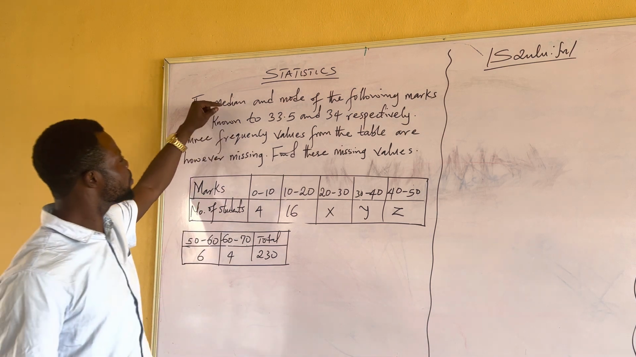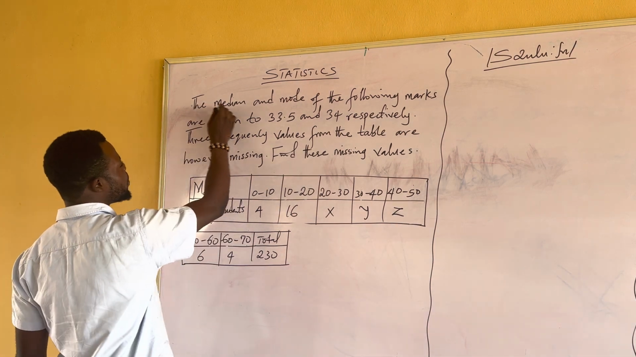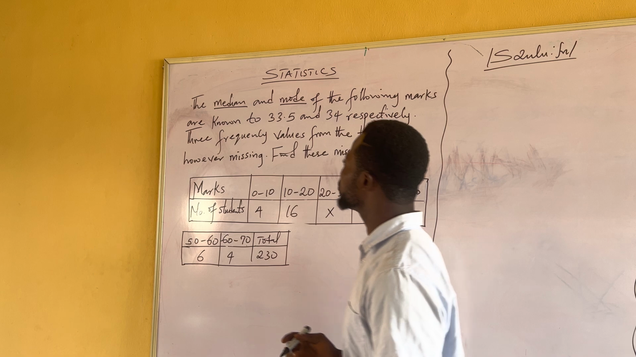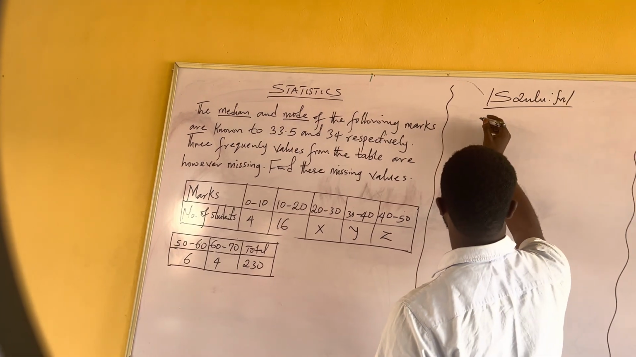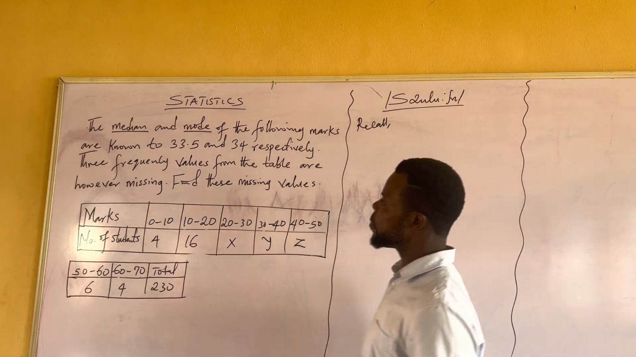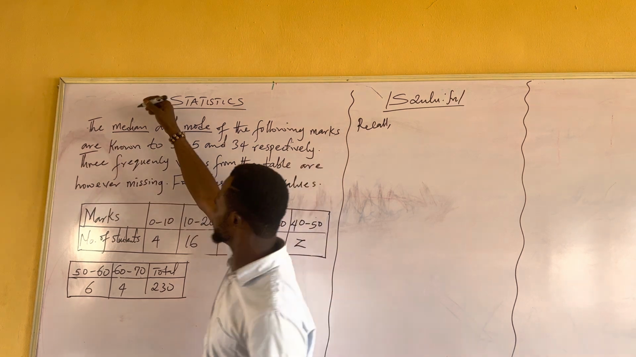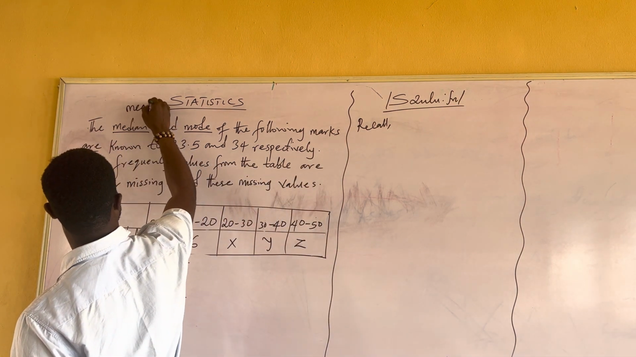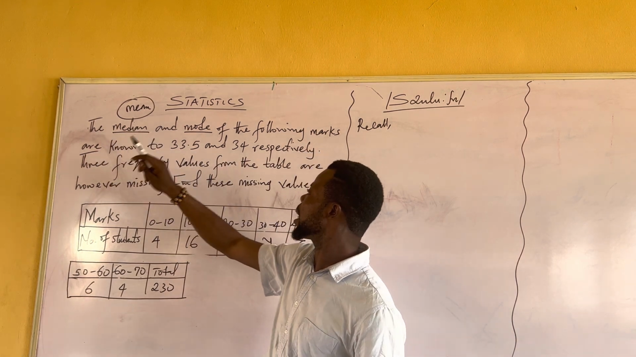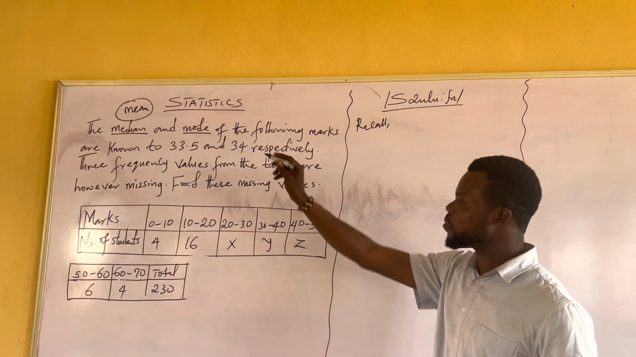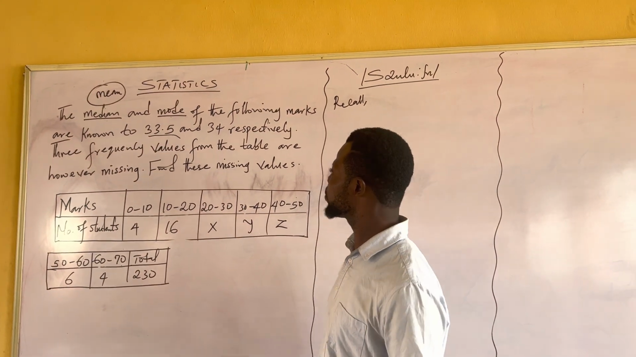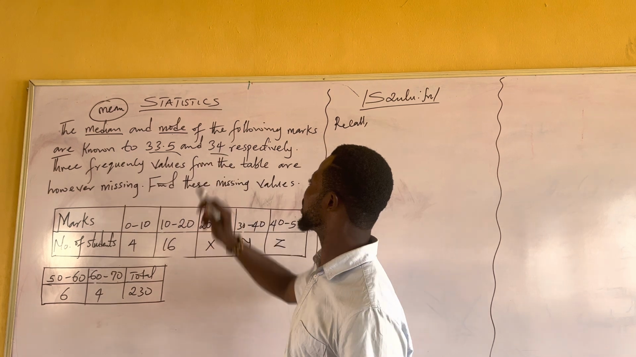Because we are given the mean and the mode, so we are going to use the formula for mean and mode. So if you recall, what is the formula for median? I'm sorry, this is median, not mean. So we are given the median and the mode. We want to use the formula for median because we are given the value of median to be 33.5, and we're also given the value for mode to be 34.